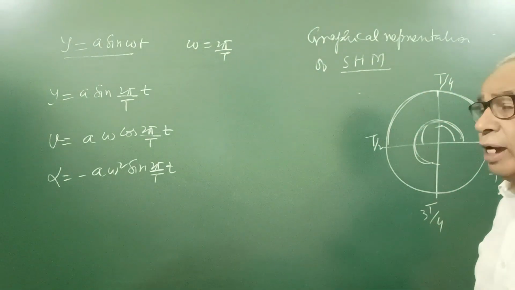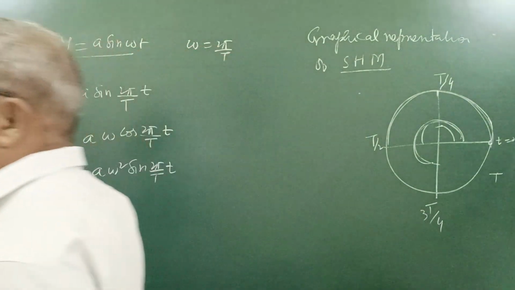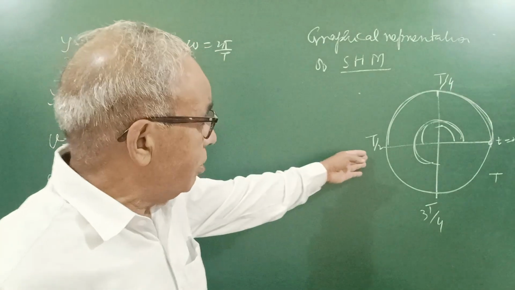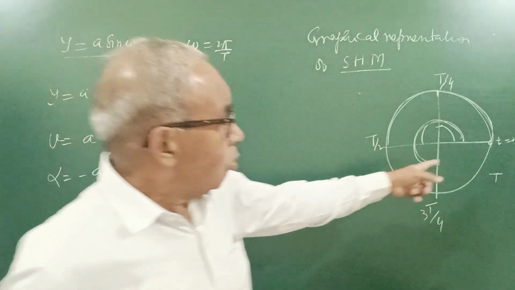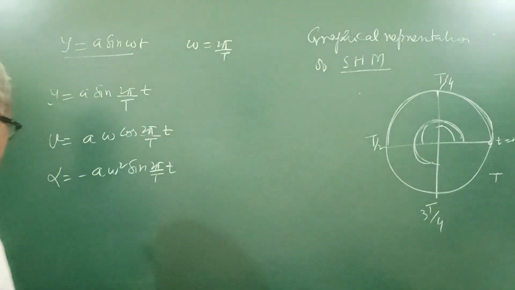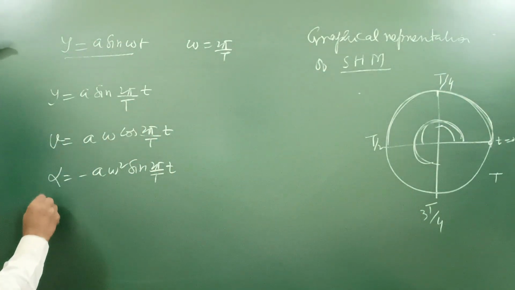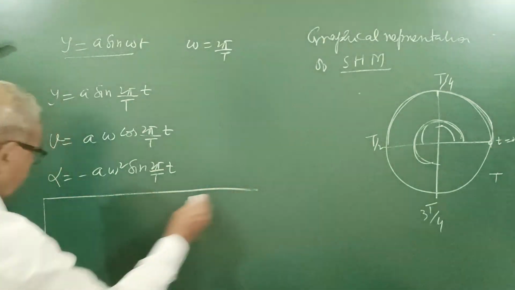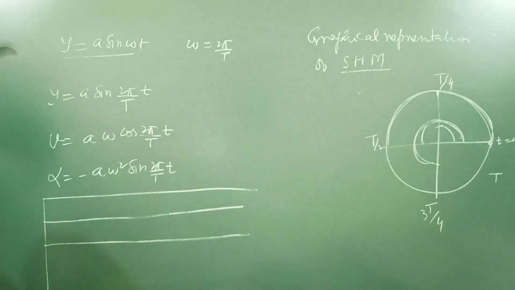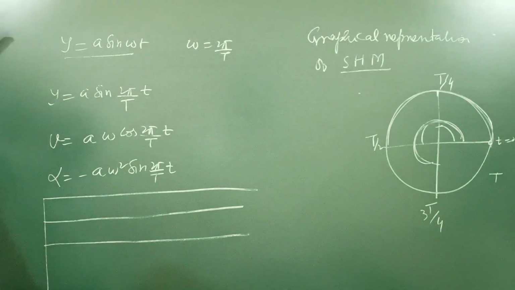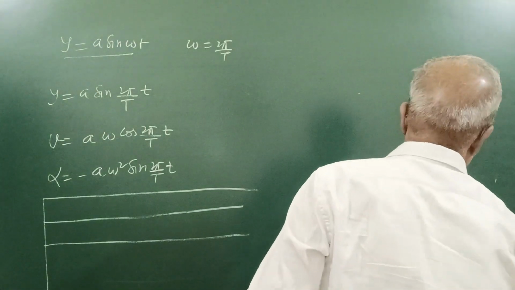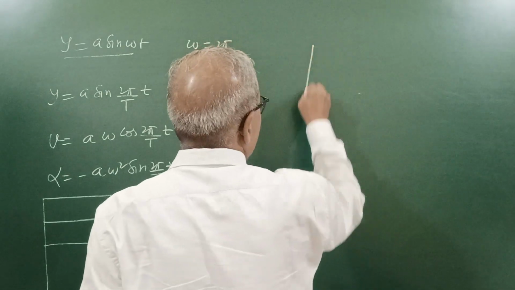So now you know sin 0 is 0, sin 90 is 1, sin 180 is 0, sin 270 is minus 1. So I will take these times only here, and I will put the values. So here I have to prepare a table.